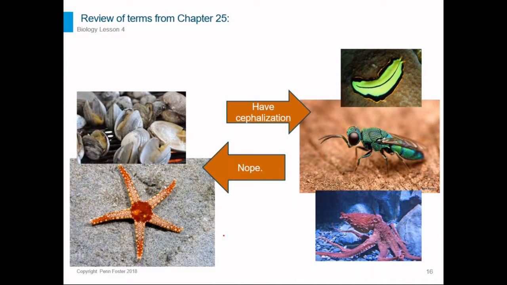And the last term to review is cephalization. It's just having a head. So in animals without cephalization, things like the starfish and these clams, there's no distinct head on that body. But things with cephalization, you've got this octopus, which definitely has a head here, and this insect, and even this flatworm, it's got these little sensory organs up here, giving it a distinct head. So that's cephalization.